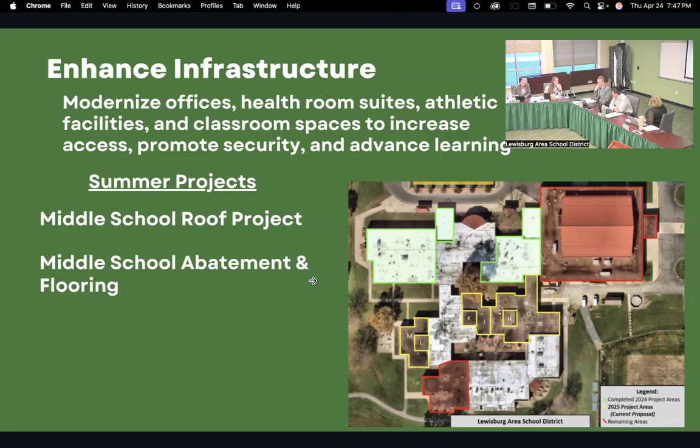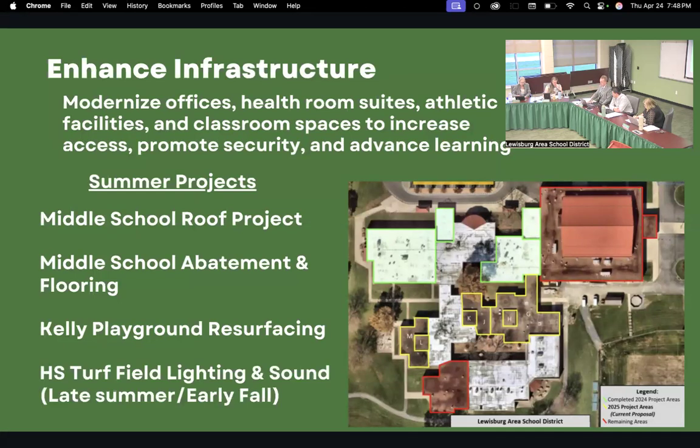Other projects that were already approved. We talked about this, I think, at the last meeting. At the middle school, some abatement and some flooring. I believe it's 3 classrooms. That'll happen as well in the month of June. Kelly Playground resurfacing in line with the court getting resurfaced with some poured in place. The asphalt as well is going to be resurfaced. And then we've mentioned this before, but the lighting and sound project, GDF had a good campaign that raised lots of funds for that. That should happen in late summer or early fall, again, to add some additional use on our turf field.